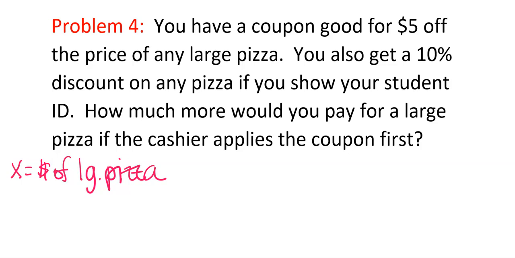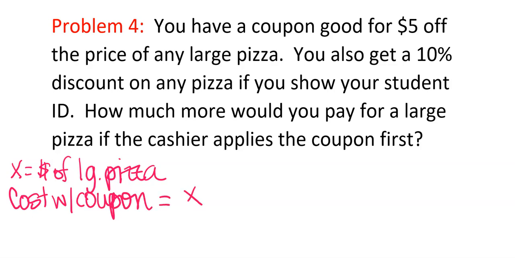We have a coupon for $5 off. So what do you do with a coupon? We have $5 off. What do we do with it? Subtract it off. So the coupon is going to be the C part. We'll say cost with coupon would be however much the pizza was, subtract 5. So that makes sense so far.